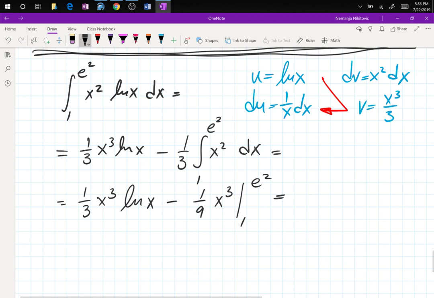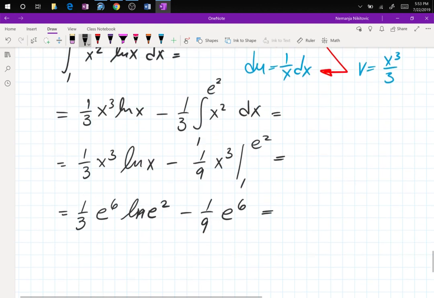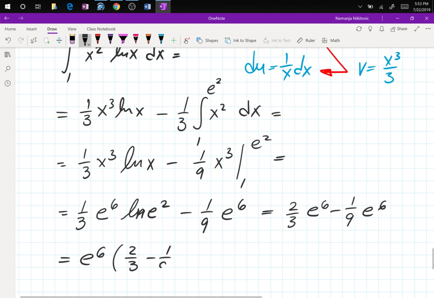We plug in e squared, so that's 1/3 e to the 6 ln e squared minus 1/9 e to the 6, no plus c, right? We have limits. Ln e is just 1, so you got a 2 out of there. So this is 2/3 e to the 6 minus 1/9 e to the 6. You can factor out e to the 6, and in parentheses you have 2/3 minus 1/9, times 3. So that works out to be 6 minus 1 is 5. So 5 e to the 6 over 9.